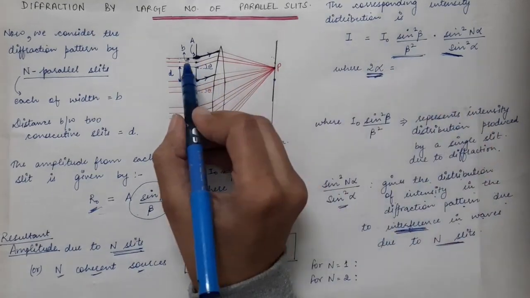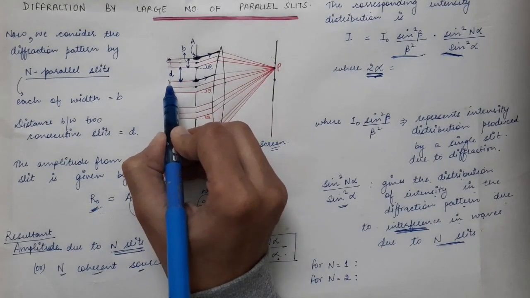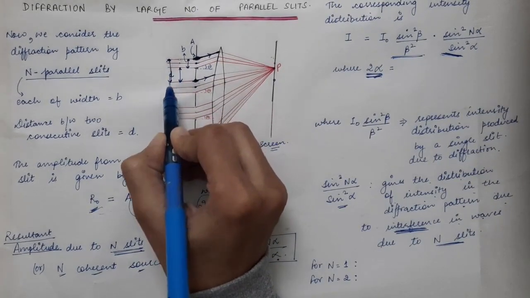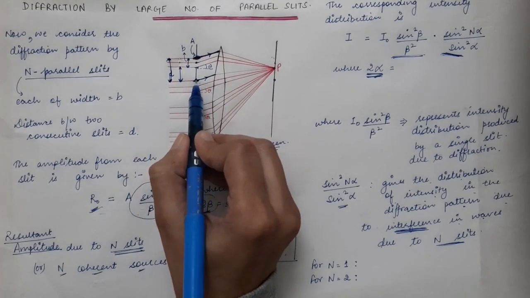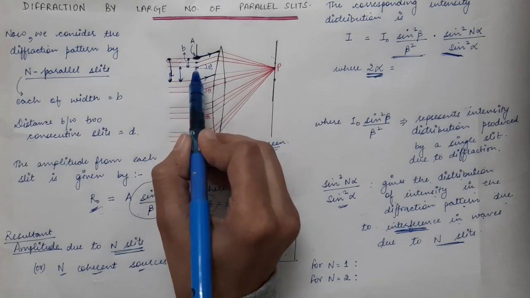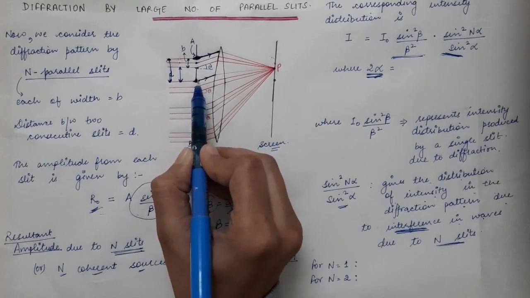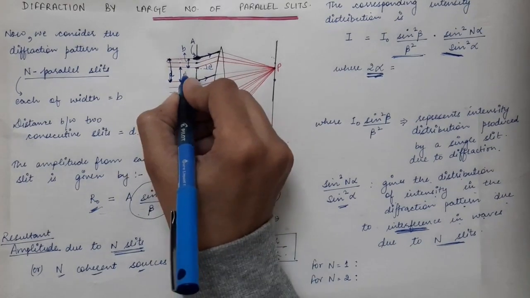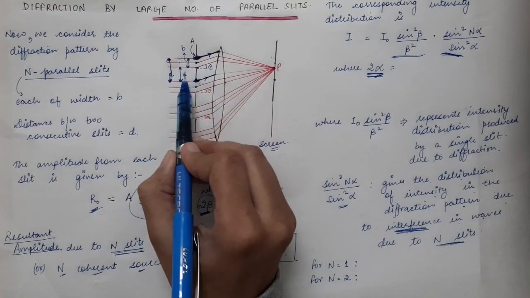Now what is the distance from this point that we have considered to this point, this whole distance? So what is this whole distance? That is from this point to this point. So what will be the distance? It will be b, that is this distance which is the width of the slit, plus the separation between the two slits which is given by small d. So this whole distance is equal to b plus d.